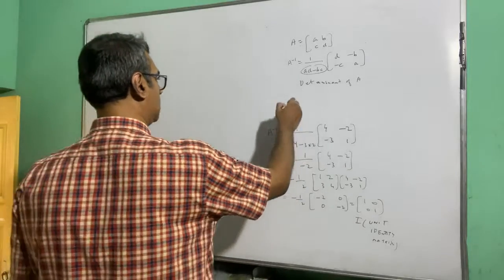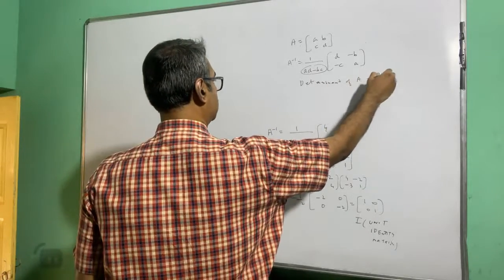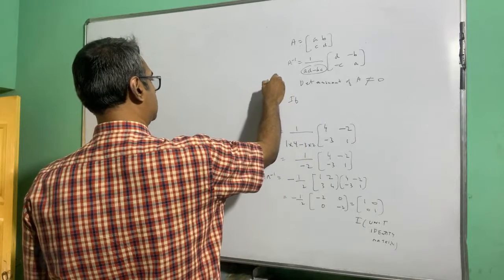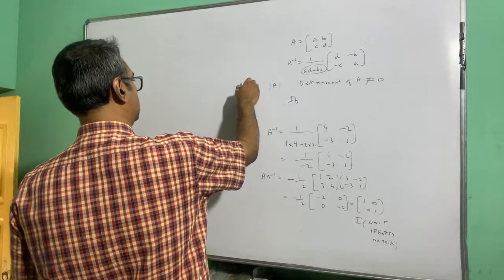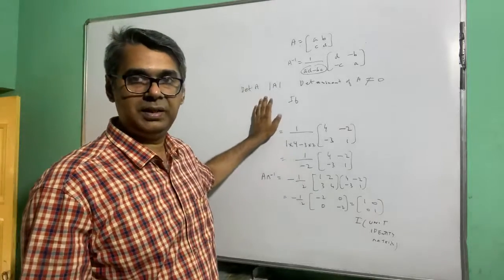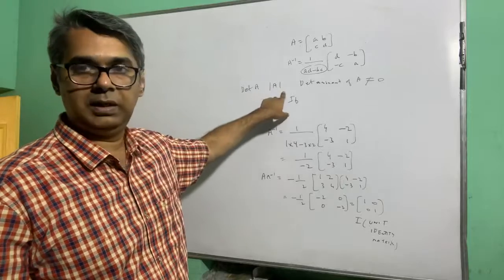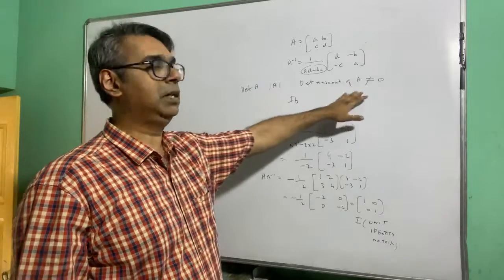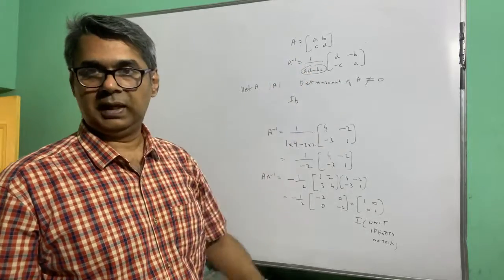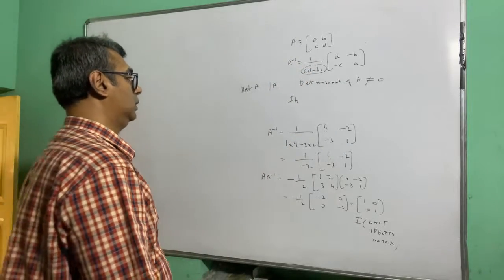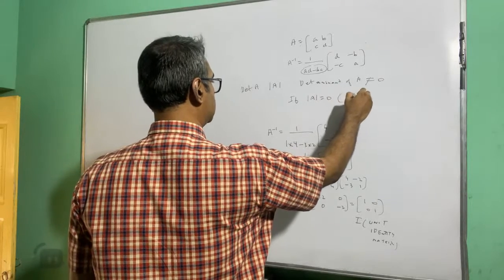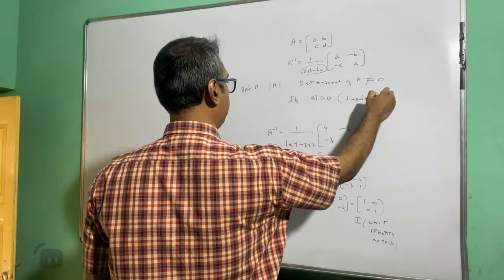Now this should not be 0. Now determinant of A, we also write it like this. You can write det A, you can write A with vertical bar. This determinant of A cannot be 0, because if it is 0, then 1 by 0, that calculation is gone. Now if determinant A is 0, then it is called a singular matrix.